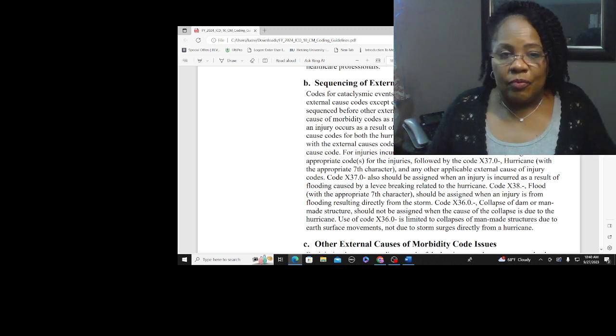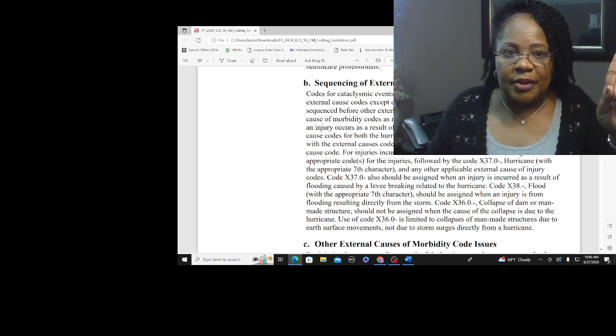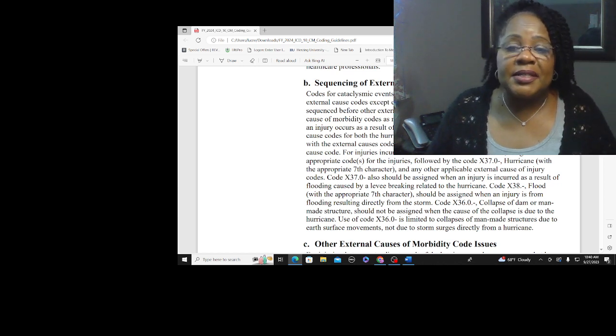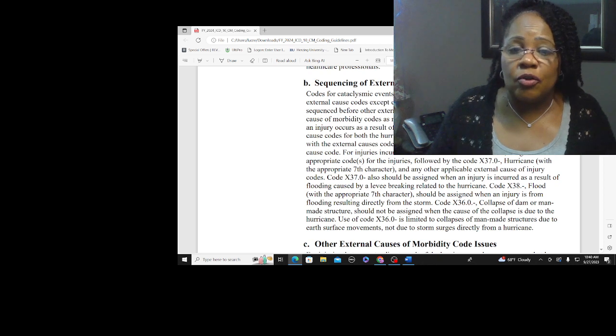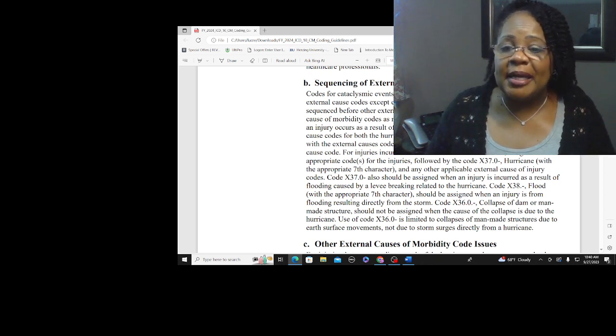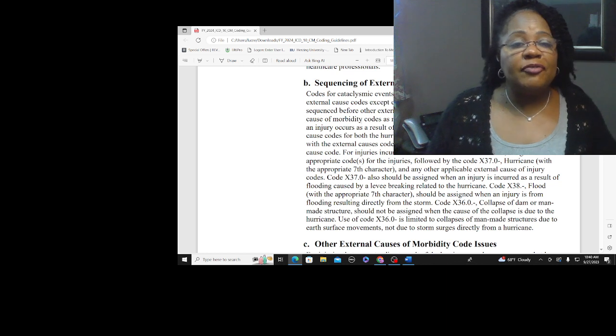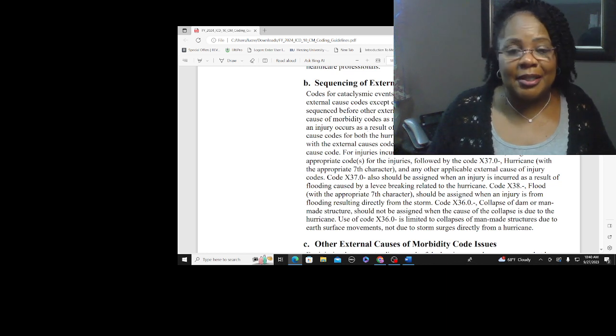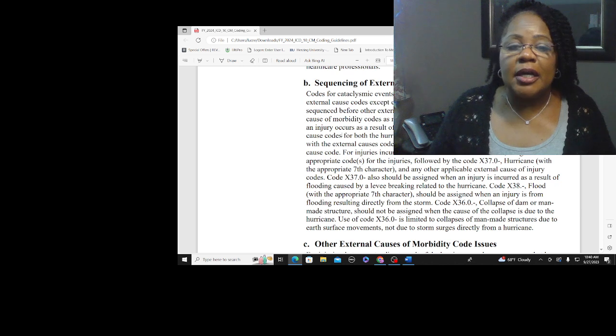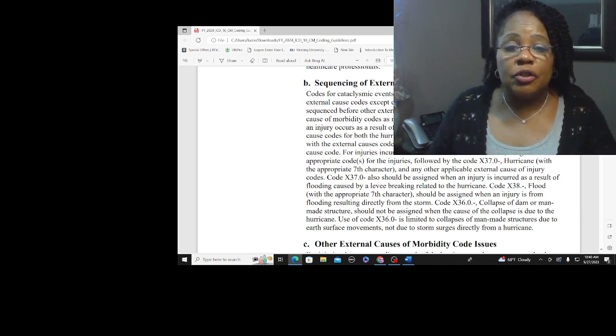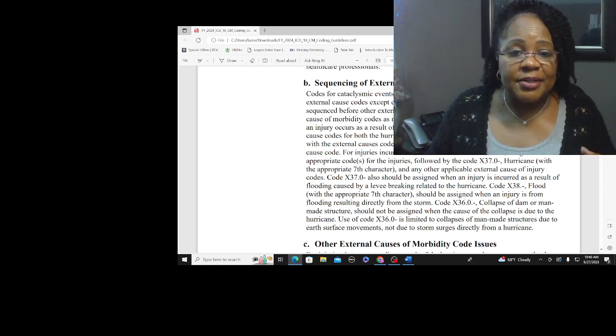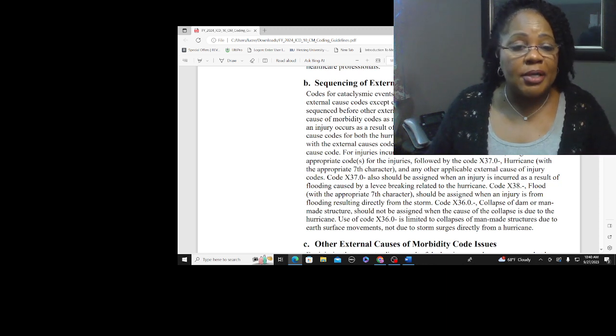So again, we'll do these external cause codes, especially the hurricane, first, unless it's child abuse or adult abuse or terrorism. It says assign as many external cause of morbidity codes as necessary to fully explain each cause. For example, if an injury occurs as a result of a building collapse during the hurricane, external cause codes for both the hurricane and the building collapse should be assigned, with the external cause code for the hurricane being sequenced as the first external cause code.